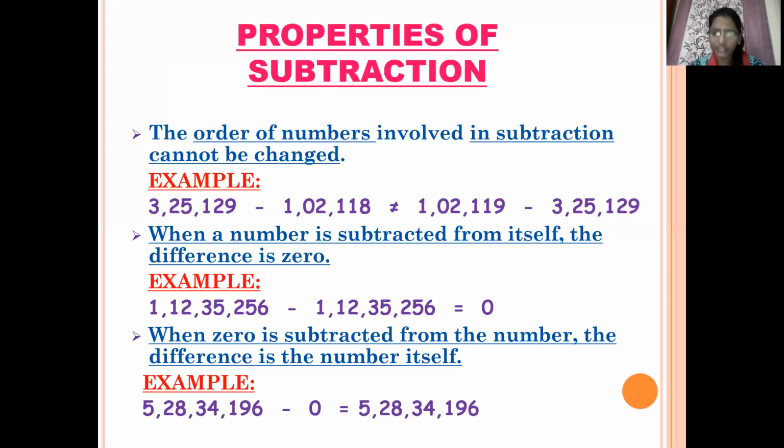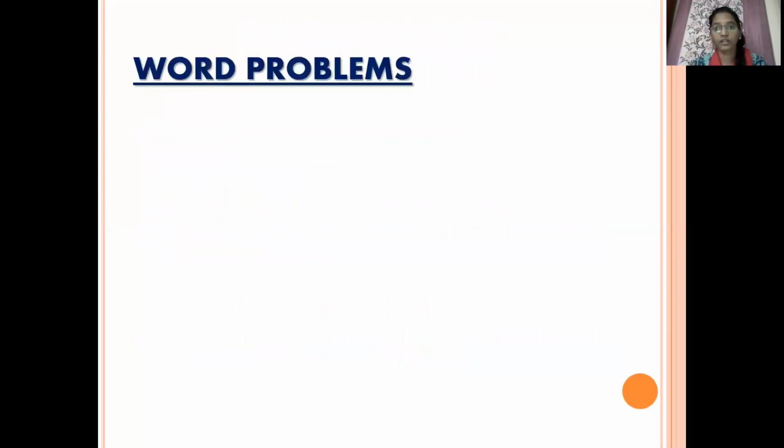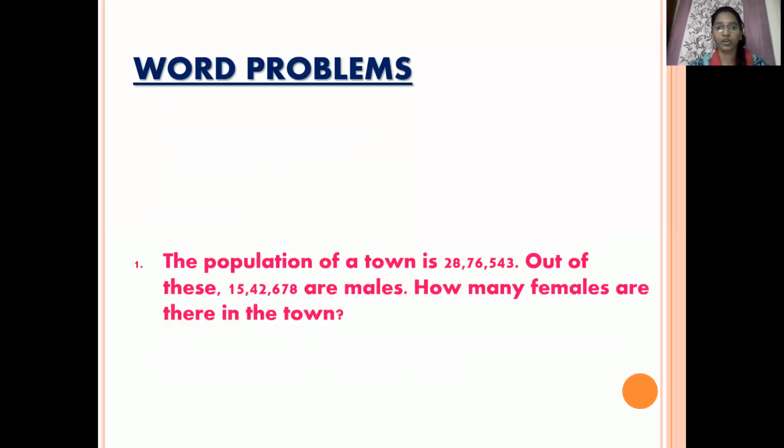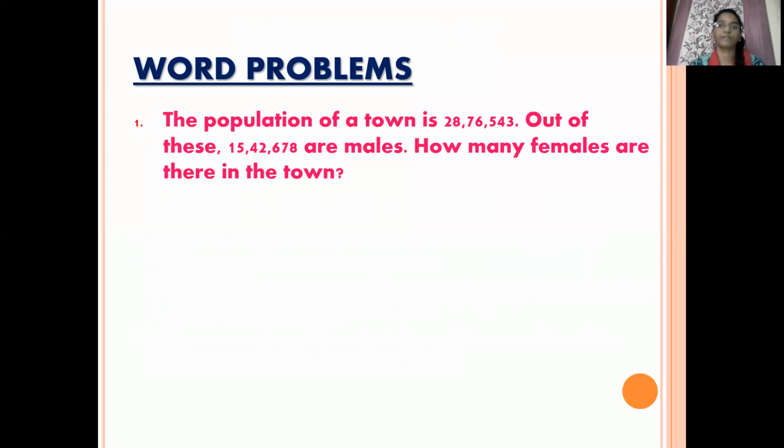Example, let's take a large number and see. 5,28,34,196 minus 0 is 5,28,34,196. So these are the three properties in subtraction. Now let's get started with word problems involving the subtraction operation.